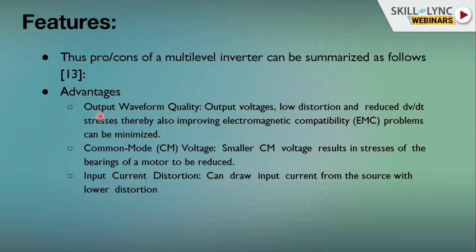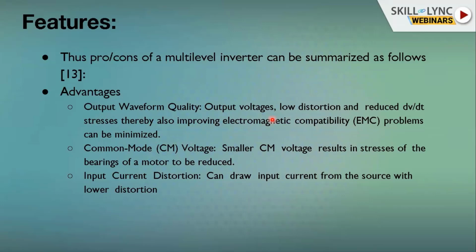Obviously we always talk about the advantages, why we want to do that. So output waveform quality: the output voltage is low distortion. You have reduced dV/dt stresses on the switches, and thereby also improving the EMC, electromagnetic compatibility, can be minimized.